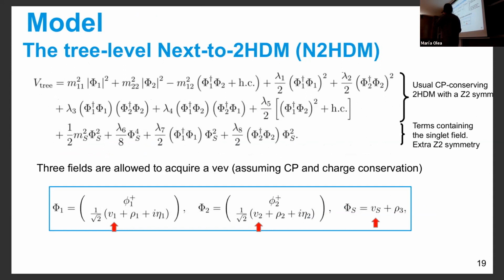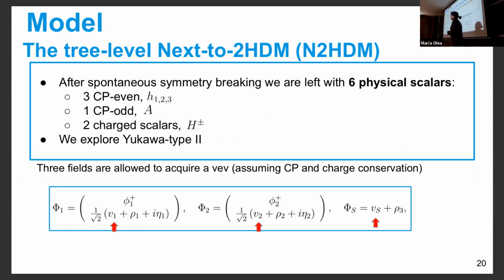The first two lines of the tree-level scalar potential are just the usual CP-conserving two-Higgs-doublet model with a Z2 symmetry that prevents the existence of flavor-changing neutral currents at tree level. And the third line is just the line that contains the terms that involve the singlet field, and that is actually invariant under an extra Z2 symmetry that flips the sign of the singlet. Here we have three fields that are allowed to acquire a vacuum expectation value, and when this happens, and after spontaneous symmetry breaking, we are left with six physical scalars. So we have three CP-even scalars, of which one is the 125 GeV that has to account for all the measured properties of the 125 GeV boson within the experimental uncertainty. Then there is one CP-odd pseudoscalar, two charged scalars, and in this study we are interested in exploring the Yukawa type 2.